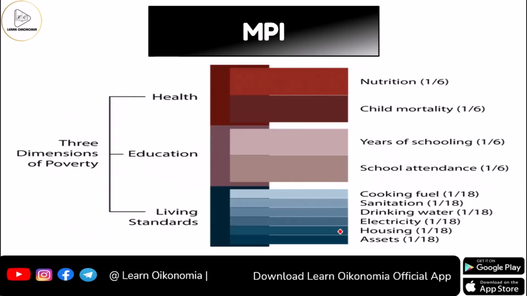Let's consider the weights allotted to each of these indicators. For nutrition, child mortality, years of schooling and school attendance, 1/6 is the weight allotted. And coming to the living standards indicators, cooking, fuel, sanitation, drinking water, electricity, housing and assets, each is given a weight of 1/18. So what we could see is that when we add all these, we will get a value equal to 1.